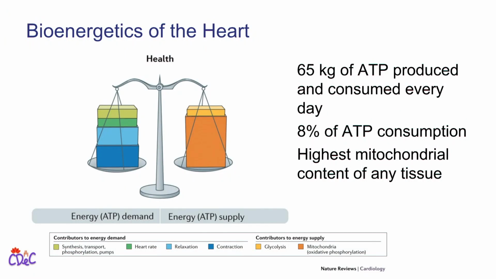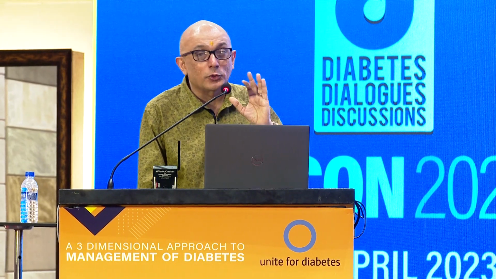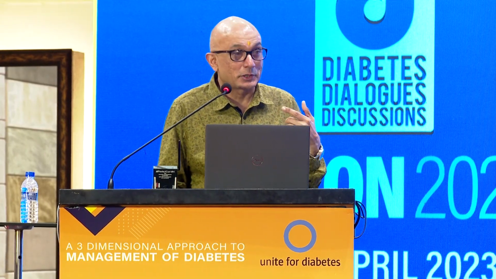Think about the bioenergetics of the heart, right? I don't know how many of you remember Arthur Guyton. Life is ATP to ADP and back. Nothing more. ATP to ADP and back. And there some heat is released, right? So in the heart, 65 kilograms of ATP is produced and consumed every day. 8% of the body's ATP consumption, highest mitochondrial content of any tissue. So I'm going to use this tissue to help us understand what's happening with the mitochondria. The pancreatic beta cell is the second highest with the amount of mitochondrial consumption that is there.